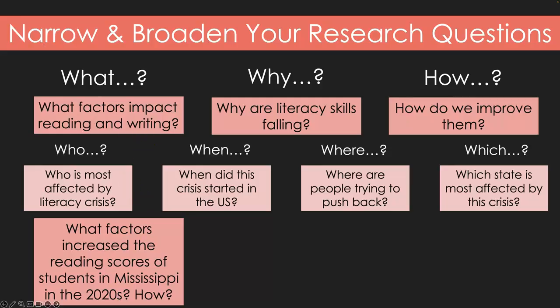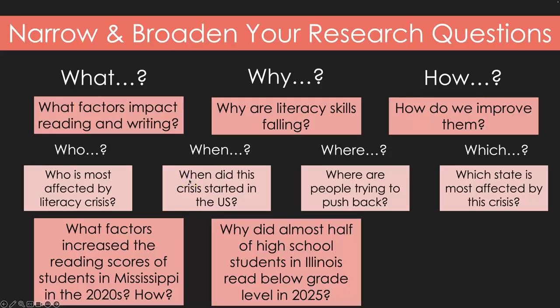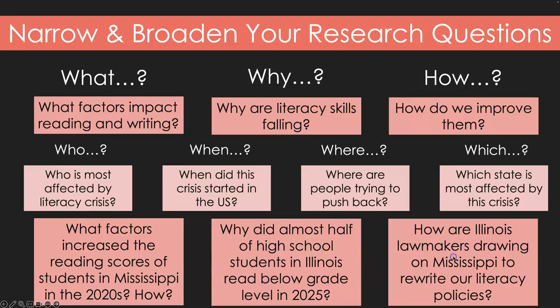Similarly, rather than this general why are literacy skills falling, we might ask, why did almost half of the students in Illinois read below grade level in 2025? So we take the same sort of years from the earlier question, and maybe we use a different example. We might compare and contrast them. We might even only focus on Illinois. We might only focus on Mississippi, whatever you want to do. But again, I'm basing this off of some of the research I've done. This is something I learned. Now I'm curious about more.